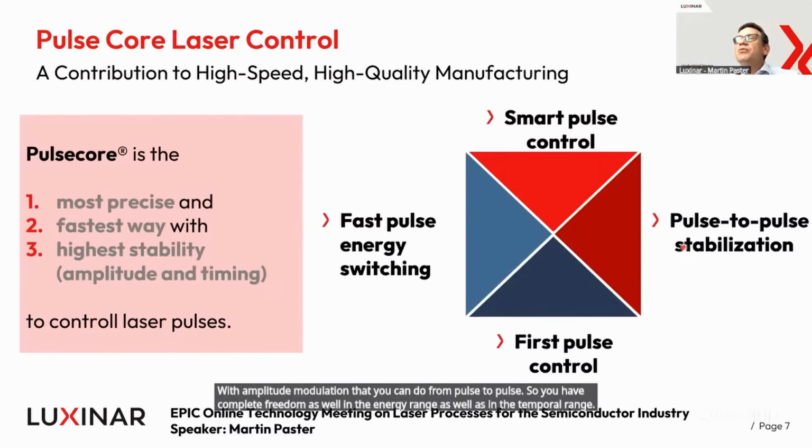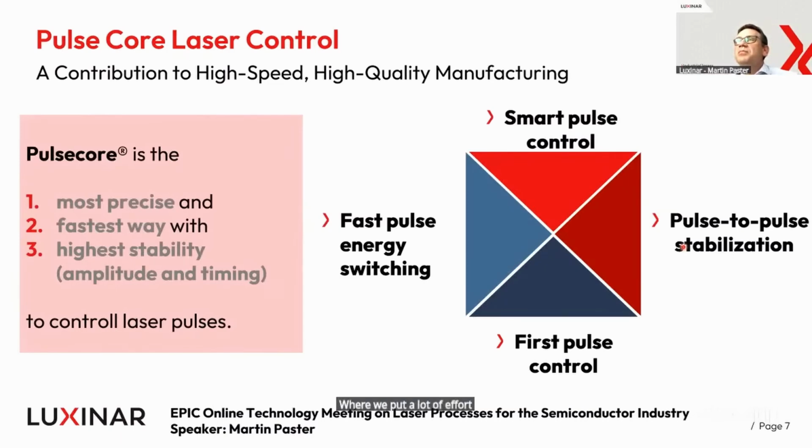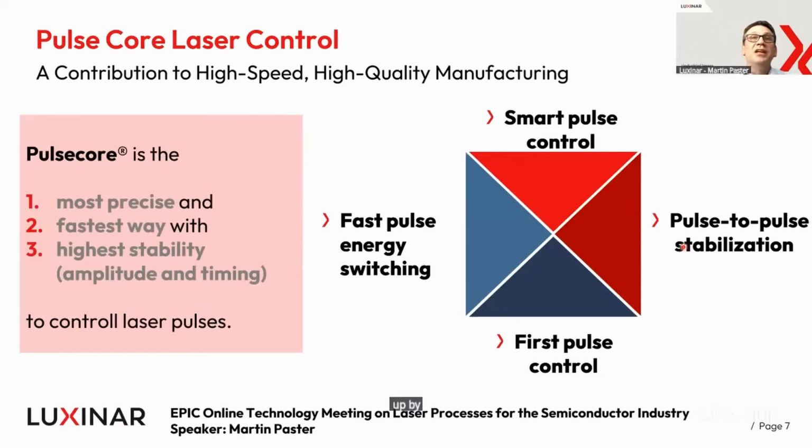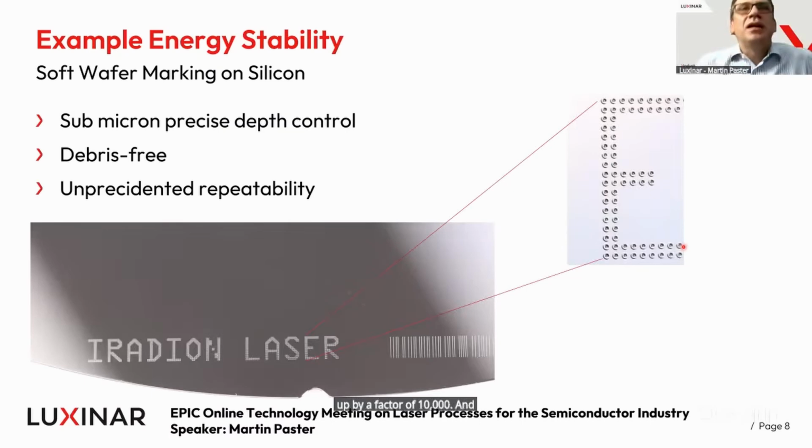And a very important point, and this is where we put a lot of effort: pulse-to-pulse stability is greatly increased by this technology. We typically have a 50% better pulse-to-pulse stability compared to our competitors. And in the slide before, you've seen this can bring production yields up by a factor of 10,000. This can really be a big thing.